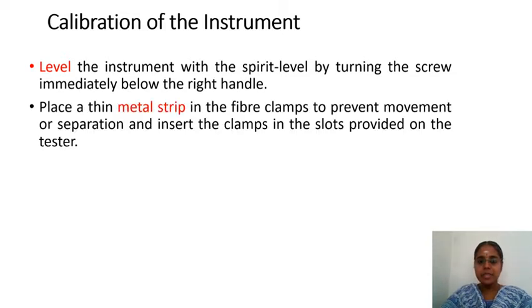After leveling, the loading rate has to be set up. For adjusting the loading rate, we have seen how to place the fibers in the fiber clamp. Instead of placing the fibers, a thin metal strip is kept in place. You need not cut that. It is not a difficult task. A thin metal strip is placed in the fiber clamps where you place the fibers.